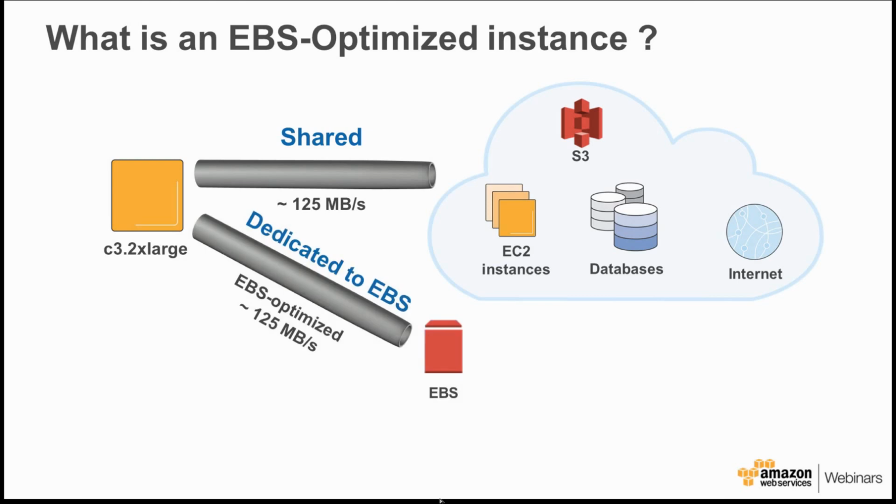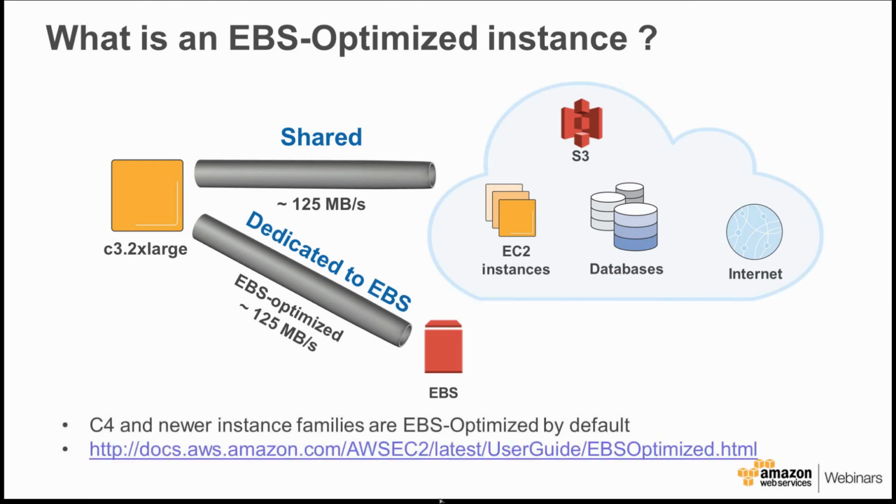So what is an EBS optimized instance? An EBS optimized instance has dedicated network bandwidth for EBS I/O, and it's not shared. So this is really important to remember. Note the size of your EBS optimized instance, for example, a 2XL or a 4XL, will define the amount of dedicated network traffic that will be sent to your volumes. C4 and newer instance families are EBS optimized by default. If you want to read more details about which performance you get with which EBS optimized instances, you can see the link below.